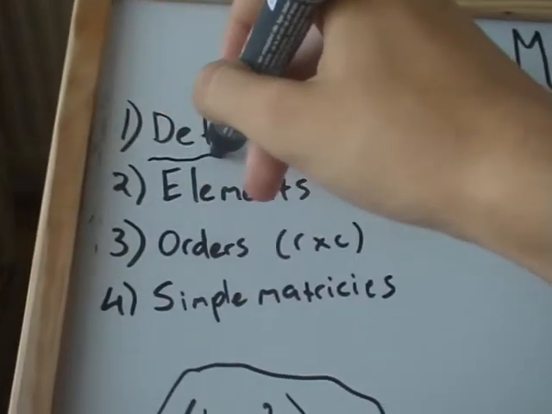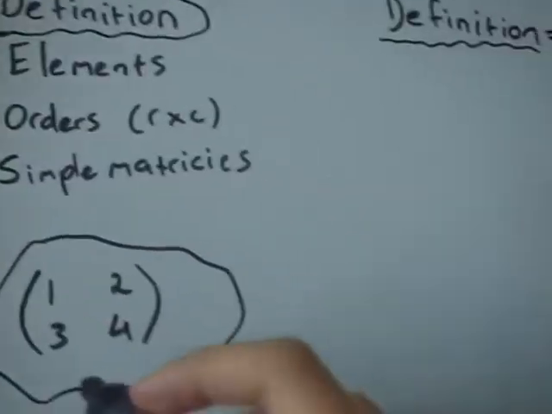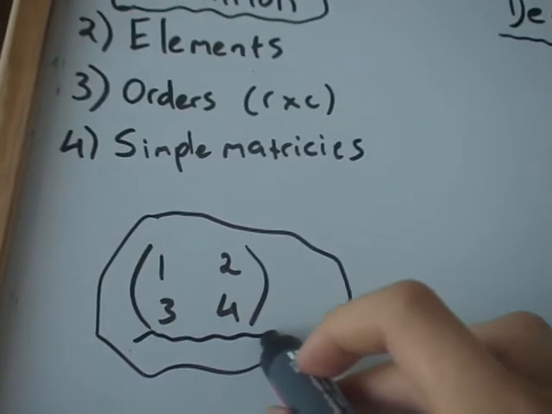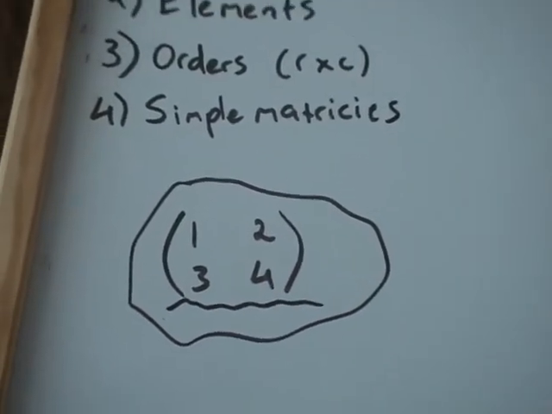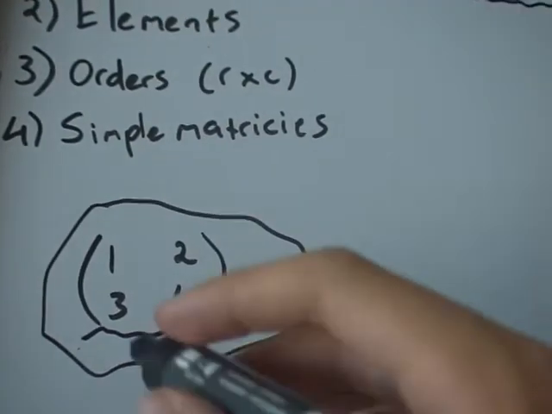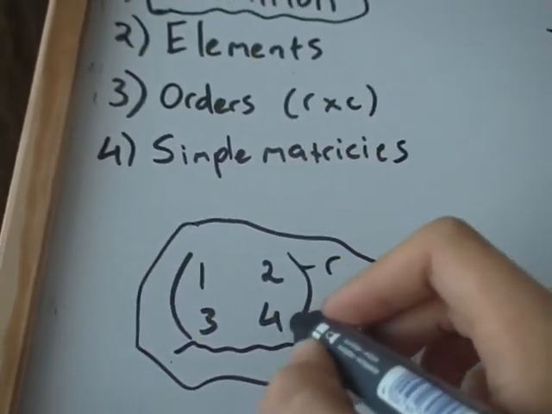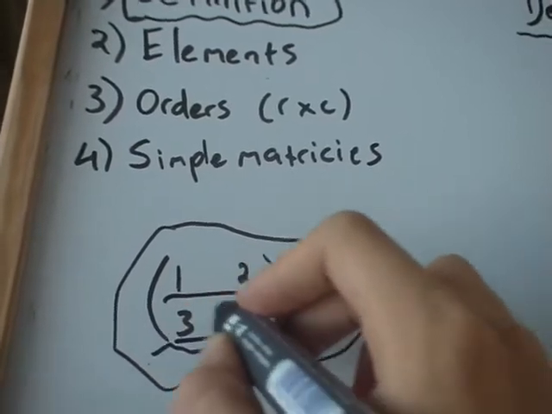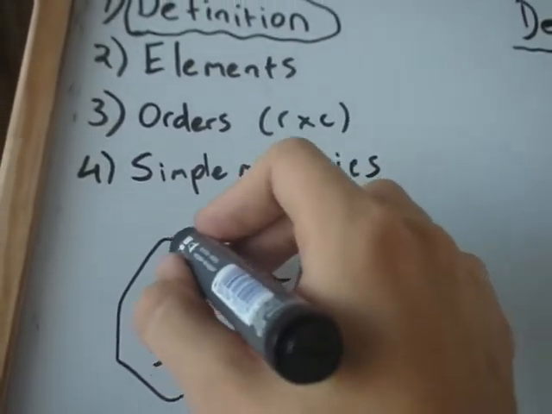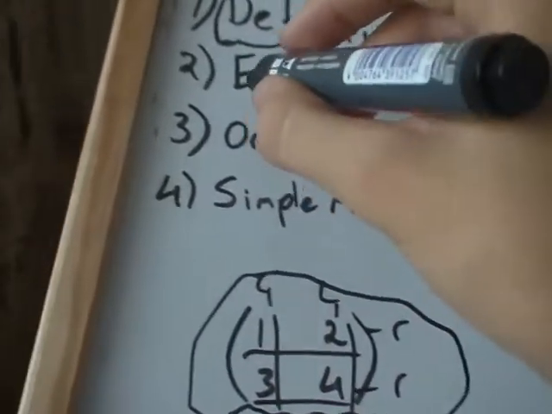Okay, so we've got the definition down. That was that over there, and this is a simple example of a matrix. As I say, it's a rectangular array of numbers in rows, which is the horizontal, and columns, which are vertical. But we'll get to that just now.